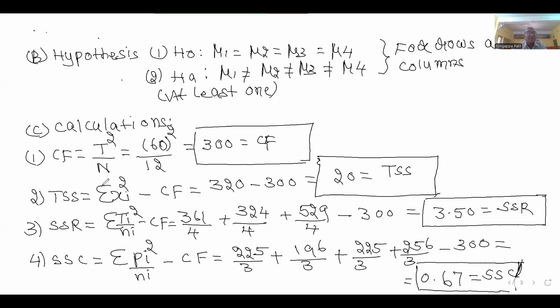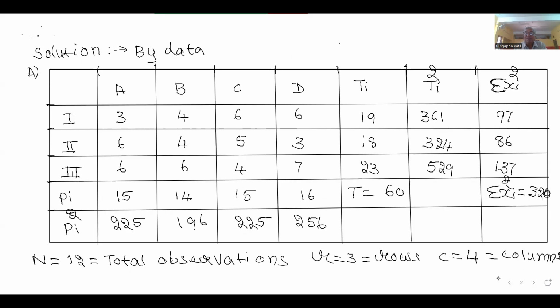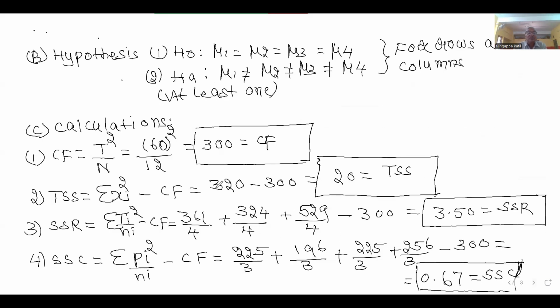And TSS equals summation of xi square minus CF. My dear students, look here. Summation of xi square is 320 minus CF. CF we have just calculated. Look here: 320 minus CF 300. This is 20, the TSS. Very important result. Box it.